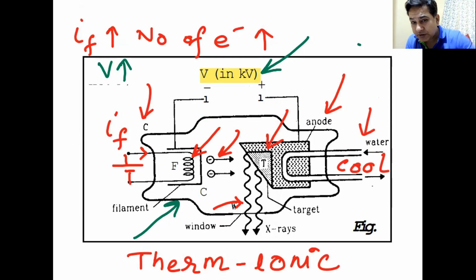If I increase the voltage, what will happen? If I increase the current, more electrons will be ejected. If I increase the voltage, what happens?